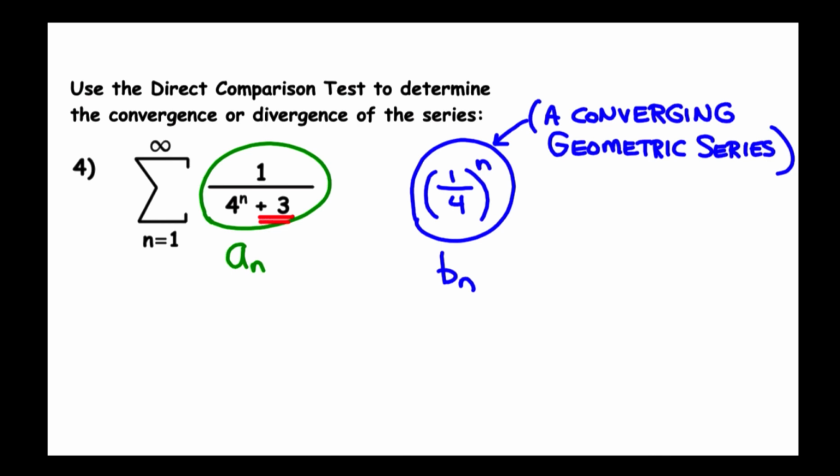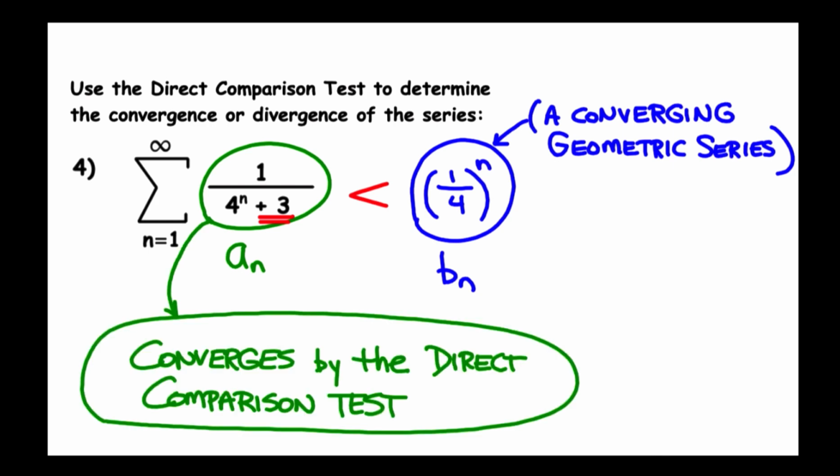Both green and blue would be equal, except the green, the a sub n, has a plus 3 in the denominator, making it smaller than the blue. So if the green is smaller than the blue, and we know that the blue converges, well, heck, the green must converge by the direct comparison test. All right, that's it for the first part, direct comparison. Now we're up to 6 tests out of 10.